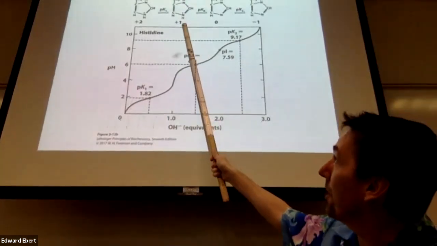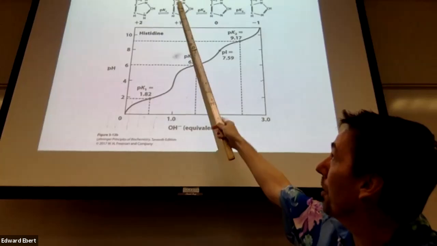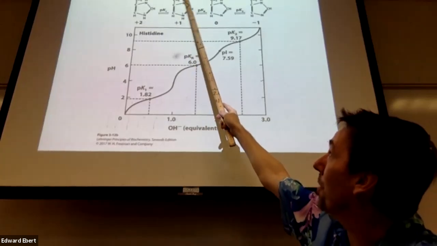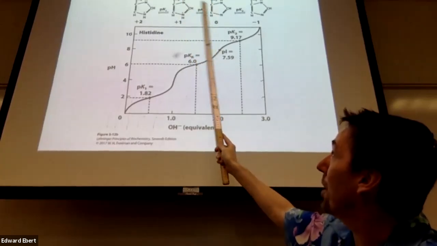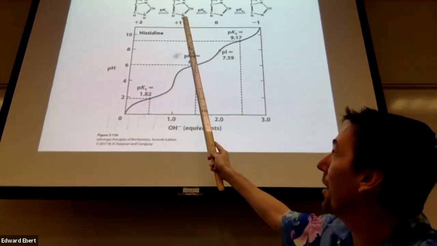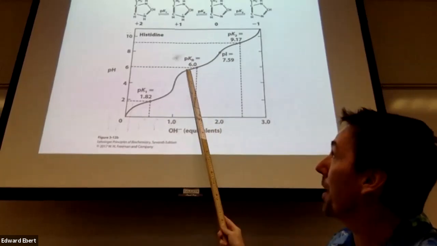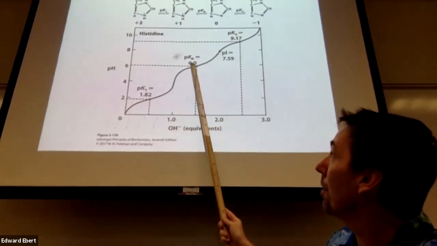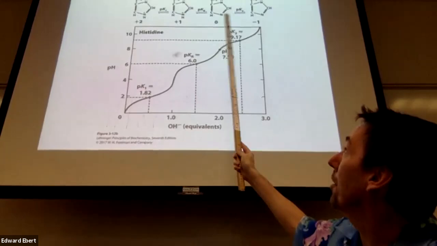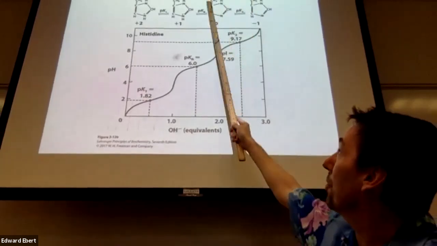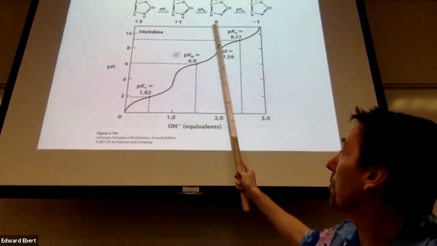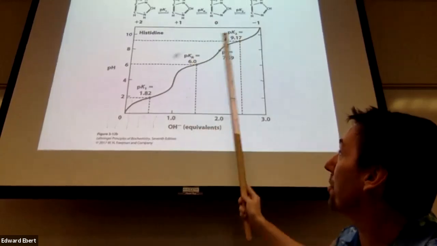Here, in the second case, when I go from my COO- to my side chain being deionized, I go from +1 to 0. So I want to use this pKa, which happens to be pKr. And then the very last ionization of the amino group up here, I go from 0 to -1. So I want to average these two together.